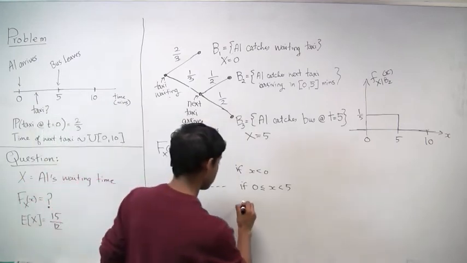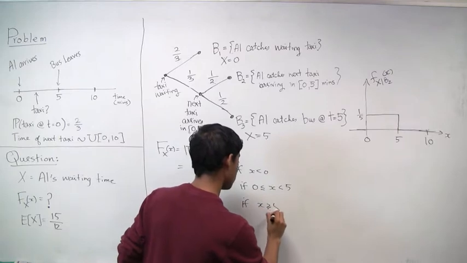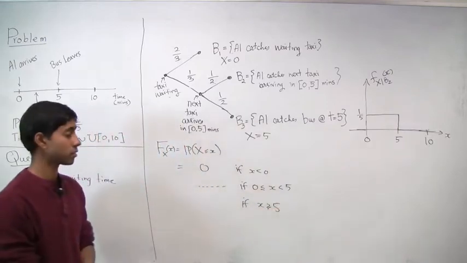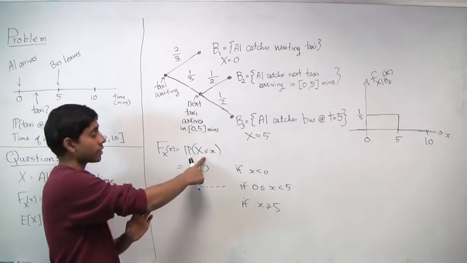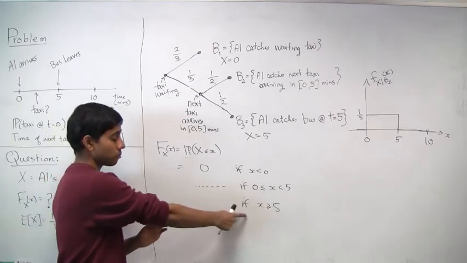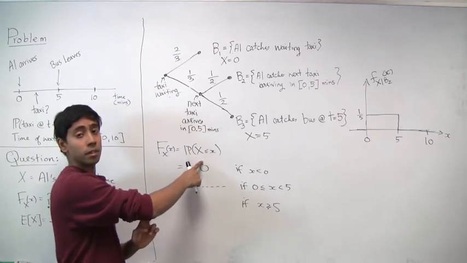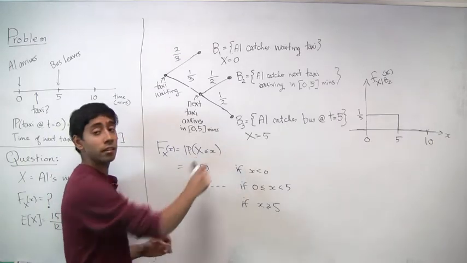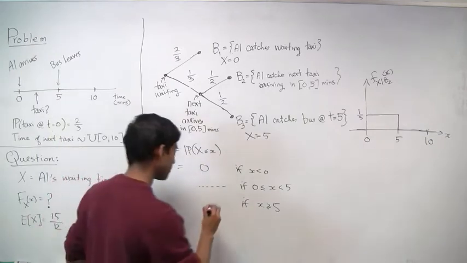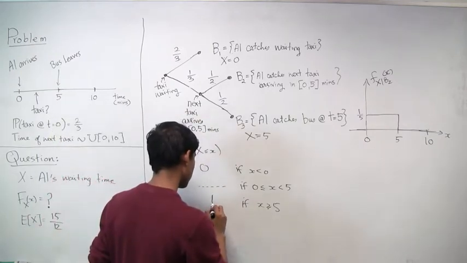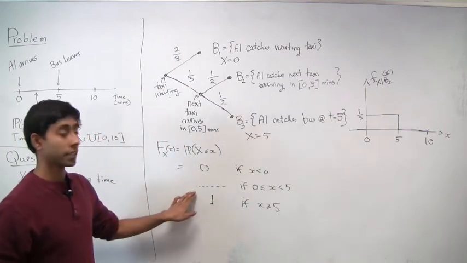What about if little x is greater than or equal to 5? That's the probability that the random variable x is less than some number that's bigger than or equal to 5. Well, the waiting time x, the random variable, is definitely going to be less than or equal to 5. So the probability of this is going to be 1. Okay?